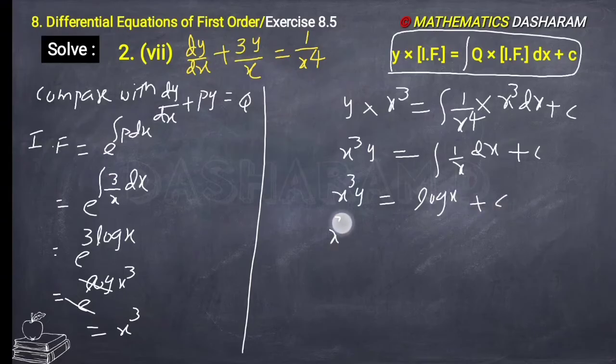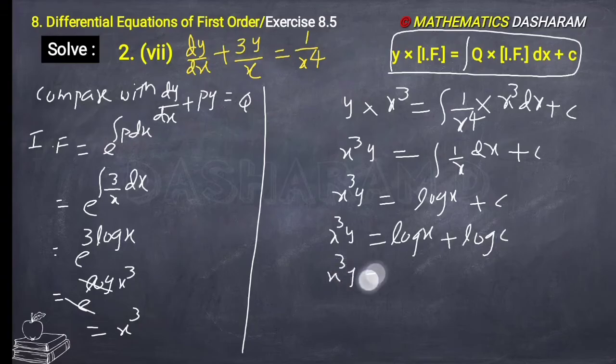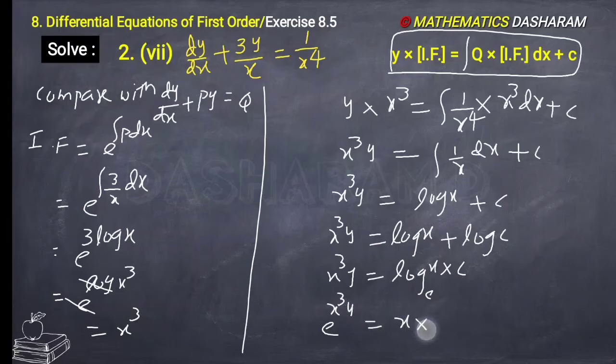So x cube into y equals log x, and c can be written as log c. So x cube y equals log x into c, and we can take the base as e. Now write in the exponential form, e to the power of x cube y equals x into c.